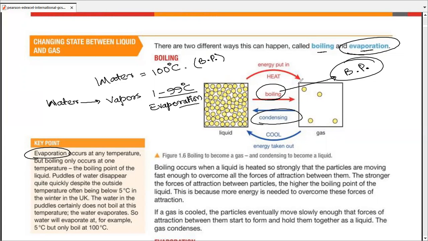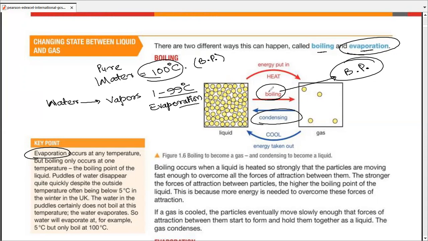Any temperature lower than that, even if the substance is being converted from a liquid state to gaseous state, we call that evaporation. So if the water is being converted into vapors at 80 degrees centigrade, maybe at 60 degrees centigrade, maybe even at room temperature 25 degrees centigrade, maybe around 10 degrees centigrade, it's evaporation. All of these are evaporation because boiling only occurs at specifically 100 degrees centigrade for pure water. Remember, we are talking about pure water only.